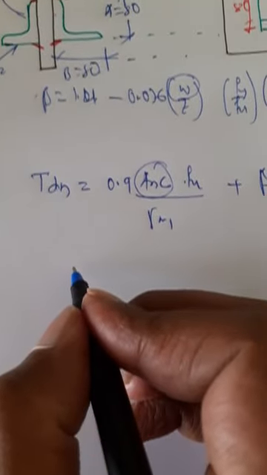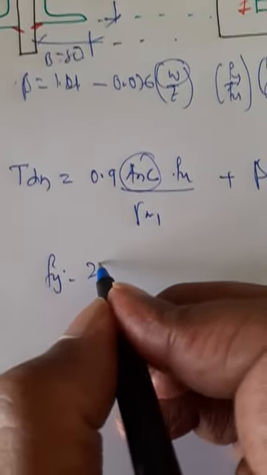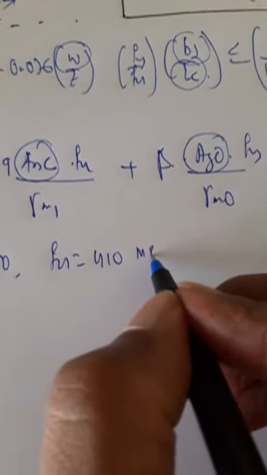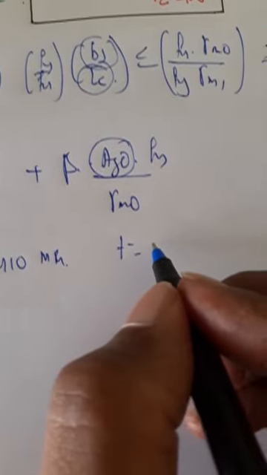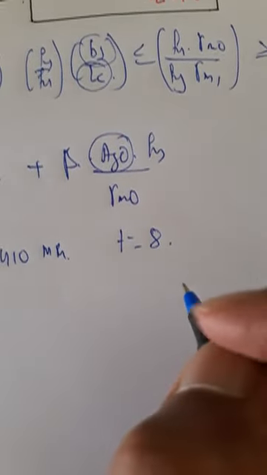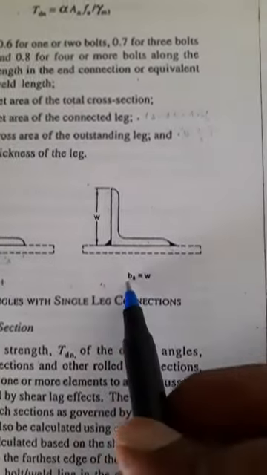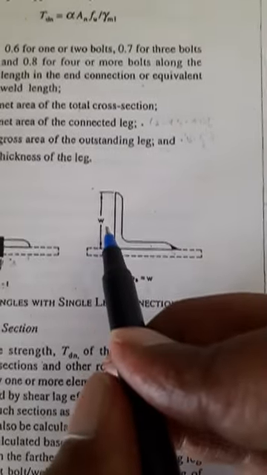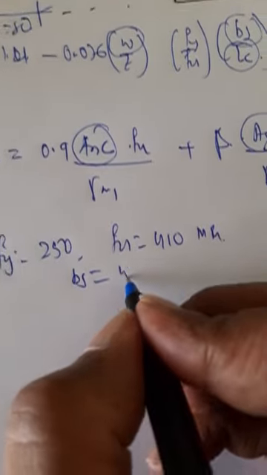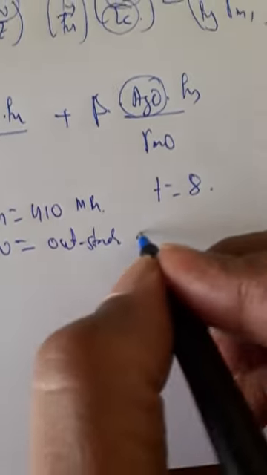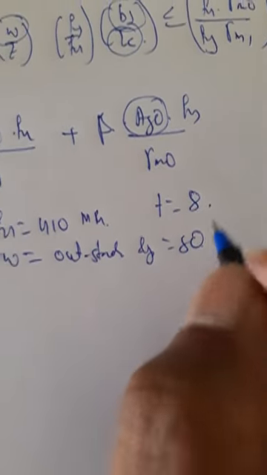First let us write the values. Fy is 250, Fu is 410 MPa, thickness t of the angle is 8 mm. Now here, first bs. Now look at this diagram. What it says, bs is equal to w, and w is nothing but the outstanding leg. So bs is equal to w is equal to outstanding leg is equal to 80 mm.